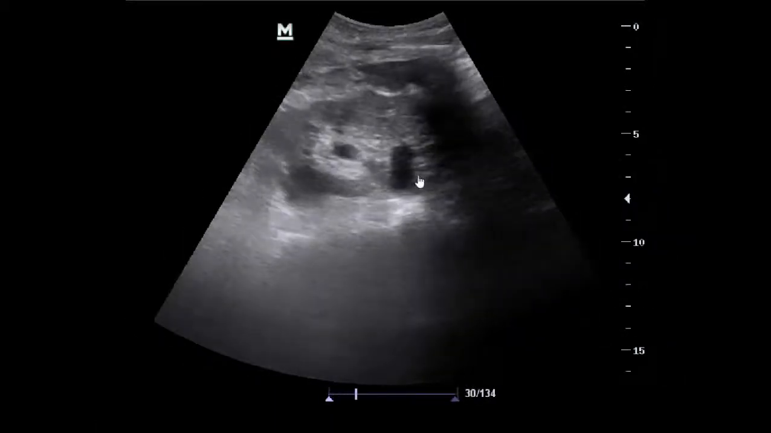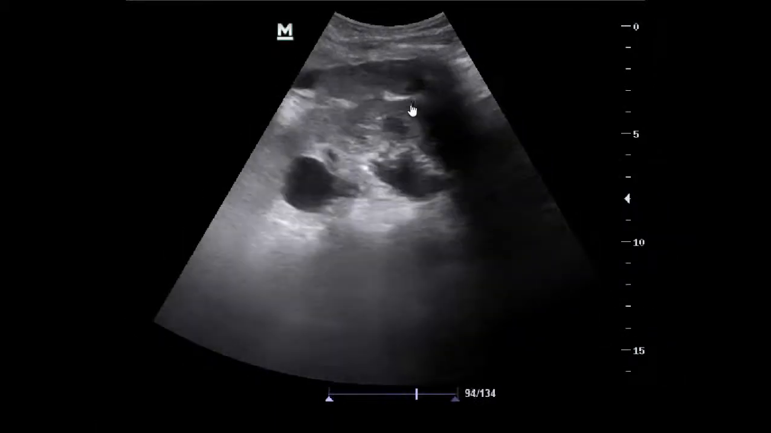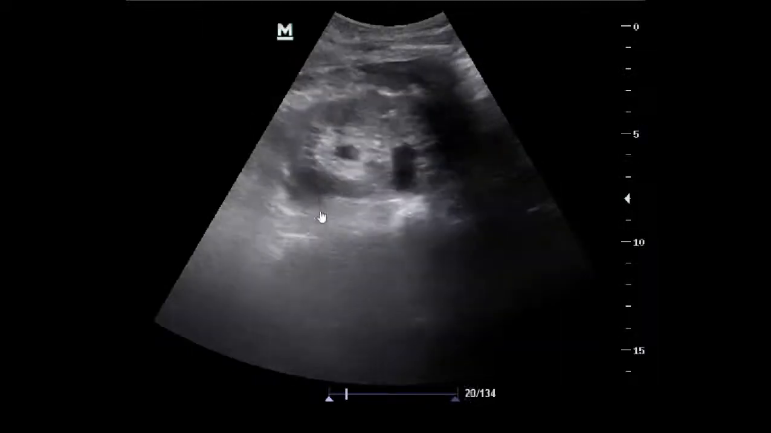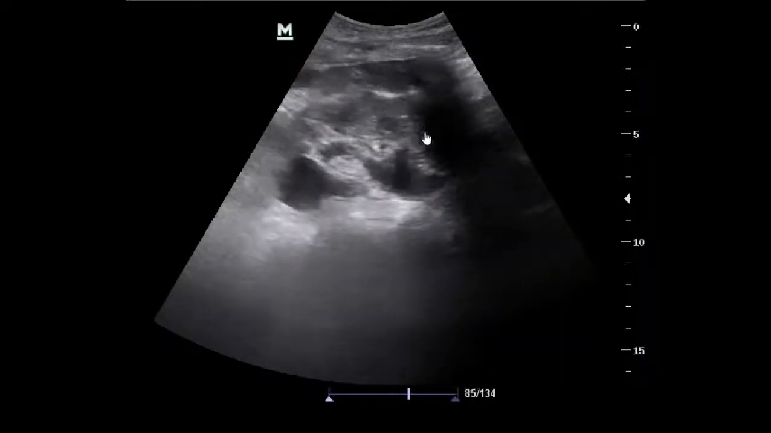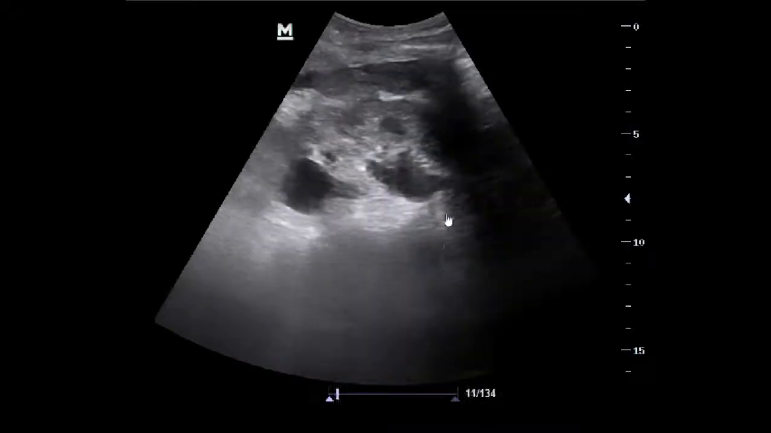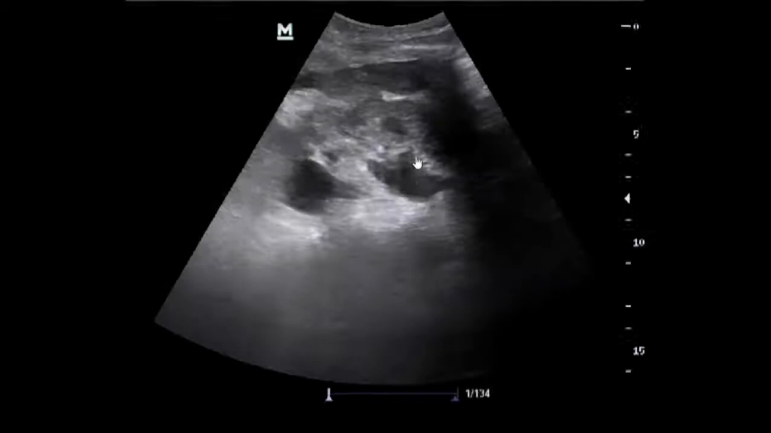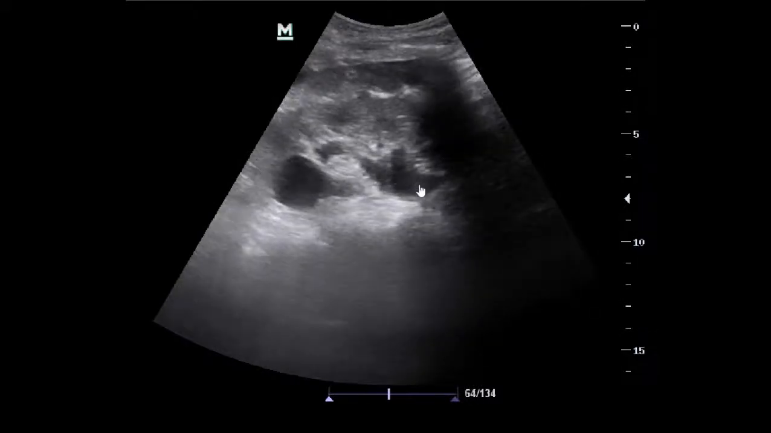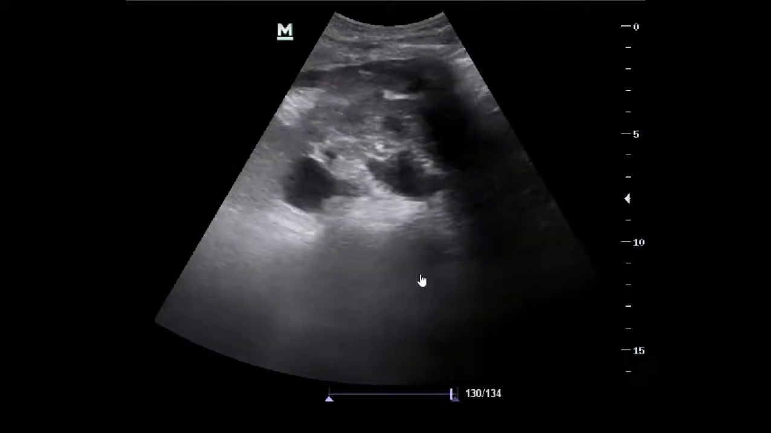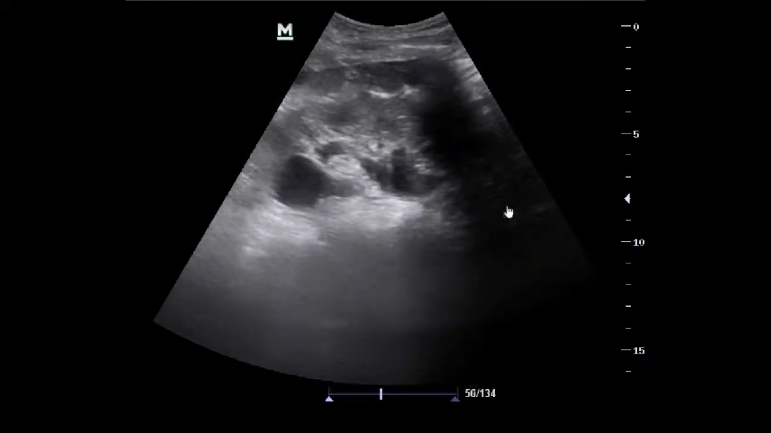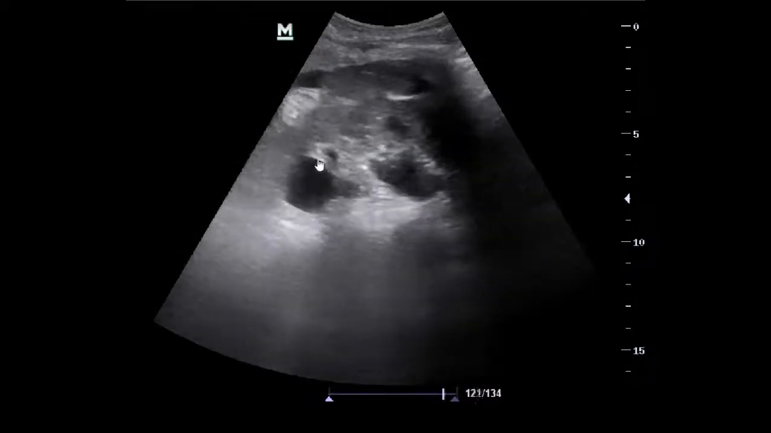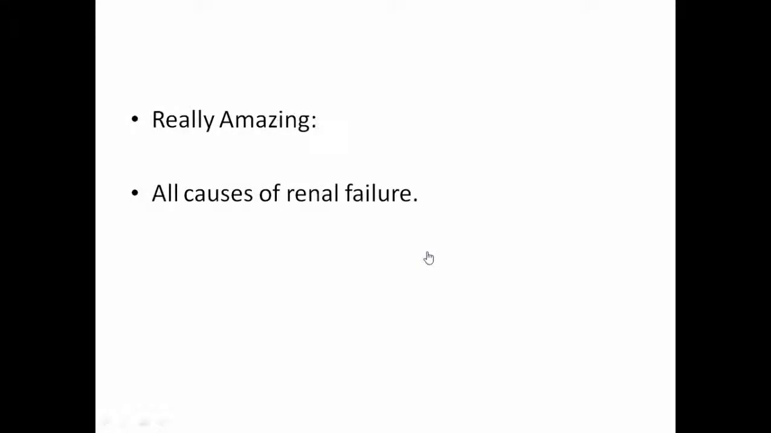This is the right kidney, almost the same. Echogenic parenchyma, irregular surface, there is a renal cyst here, and you see even the pelvis is dilated. The pelvis here is dilated because of retained urine, anechoic fluids inside the hilum and the pelvis, and this is a renal cyst. Okay, very good view. It's almost the same as the left kidney, but there is a renal cyst here. So, really amazing. All causes of renal failure you can expect by this beauty ultrasound machine.